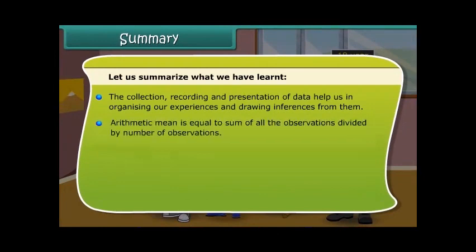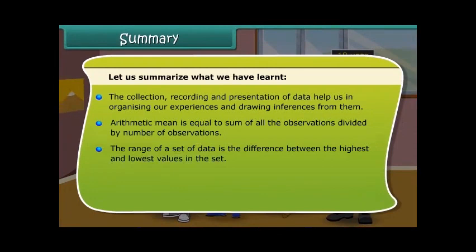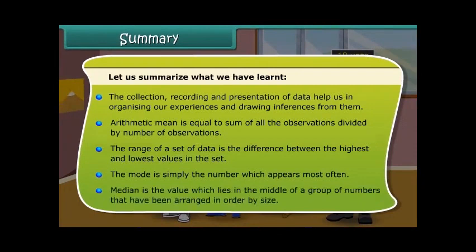Arithmetic mean is equal to the sum of all the observations divided by number of observations. The range of a set of data is the difference between the highest and lowest values in the set. The mode is simply the number which appears most often. Median is the value which lies in the middle of a group of numbers that have been arranged in order by size.